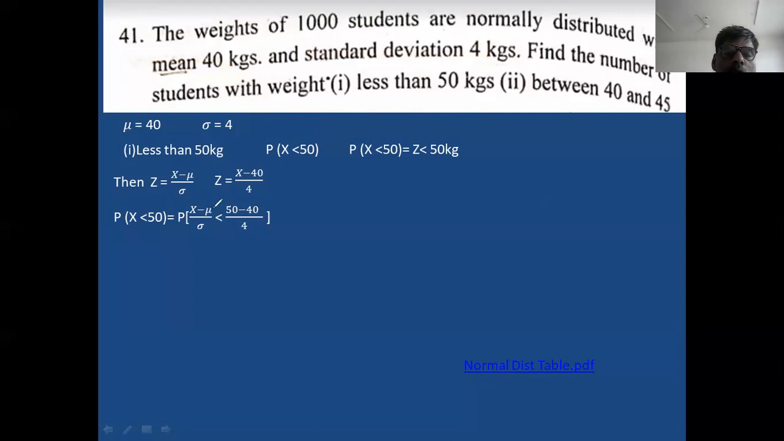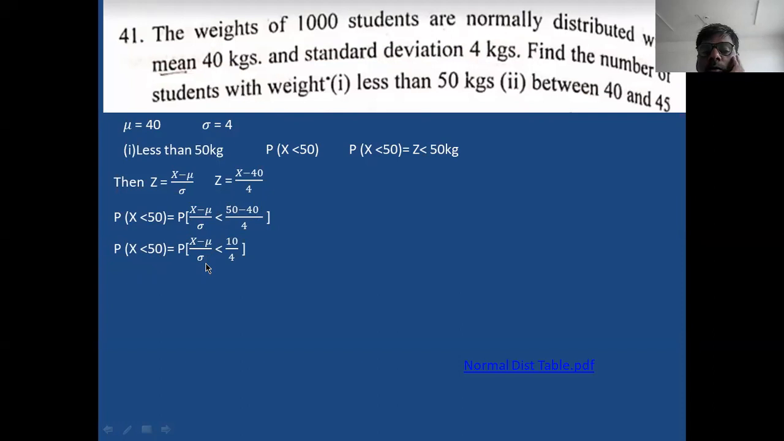You write the same equation and fill the value. X is 50, mean is 40, standard deviation is 4. And then next step is, if you solve this, probability of X is less than 50 is equal to X minus mean divided by standard deviation.